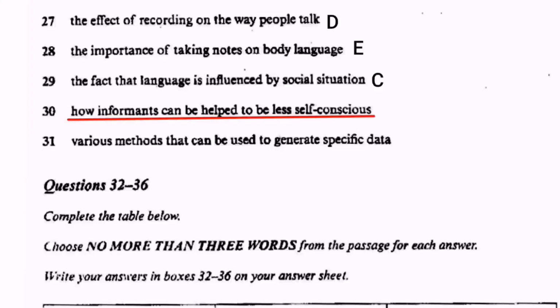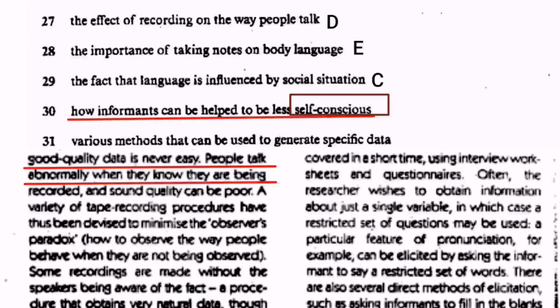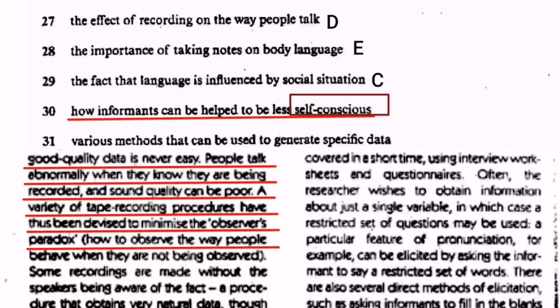Question number 30. How informants can be helped to be less conscious? Informants and less conscious are the keywords. Less conscious means not fully aware. Informants are speakers of the native language. Let's read paragraph D. People talk abnormally when they know they are being recorded and sound quality can be poor. A variety of tape recording procedures have thus been devised to minimize the observer's paradox, how to observe the way people behave when they are not being observed.